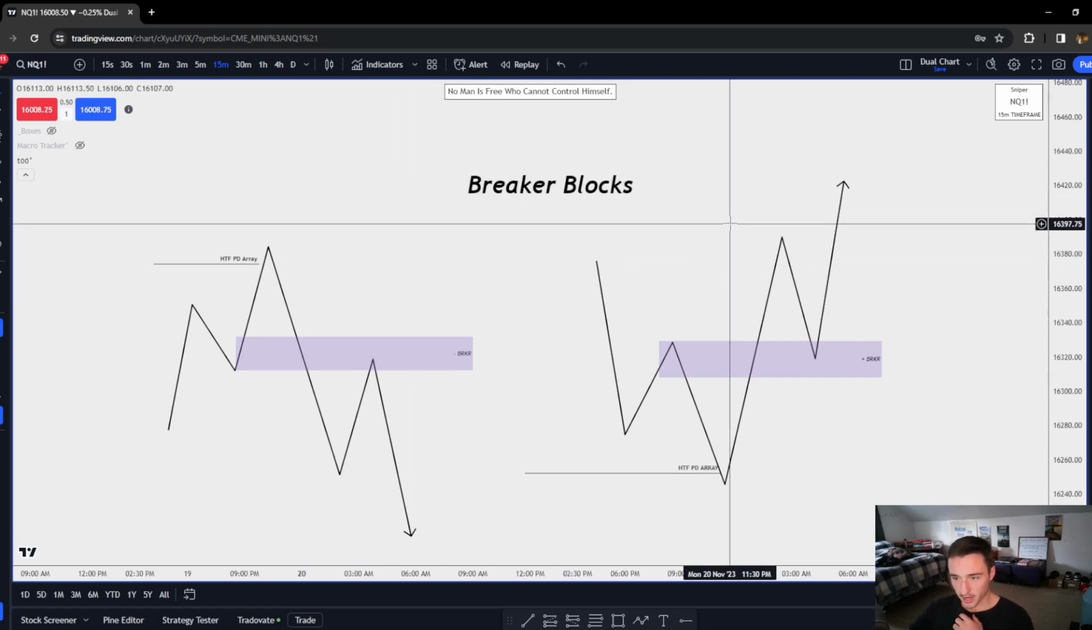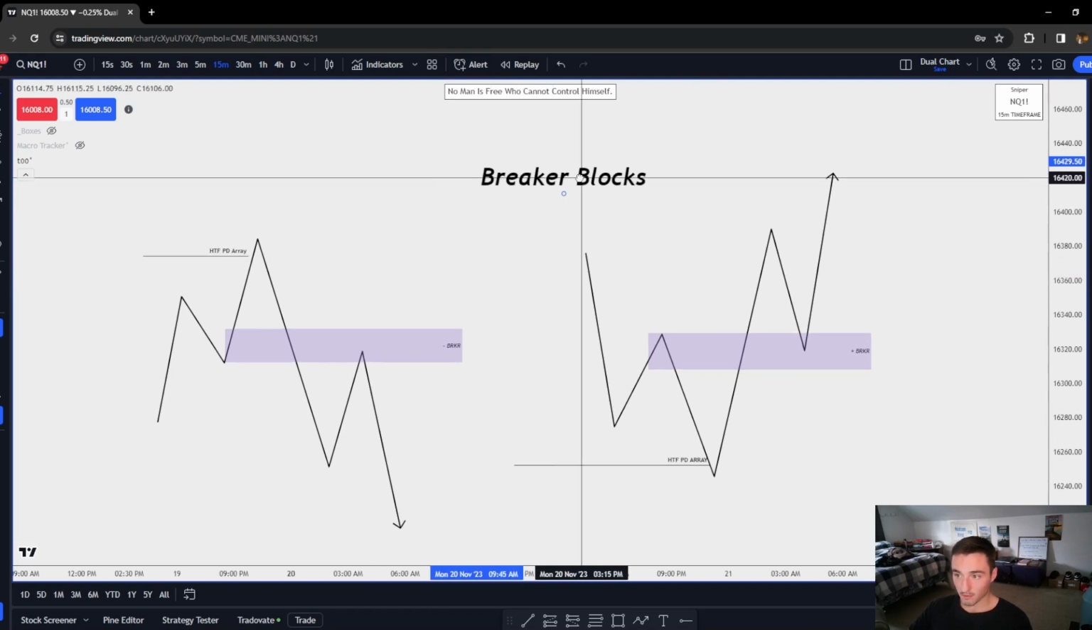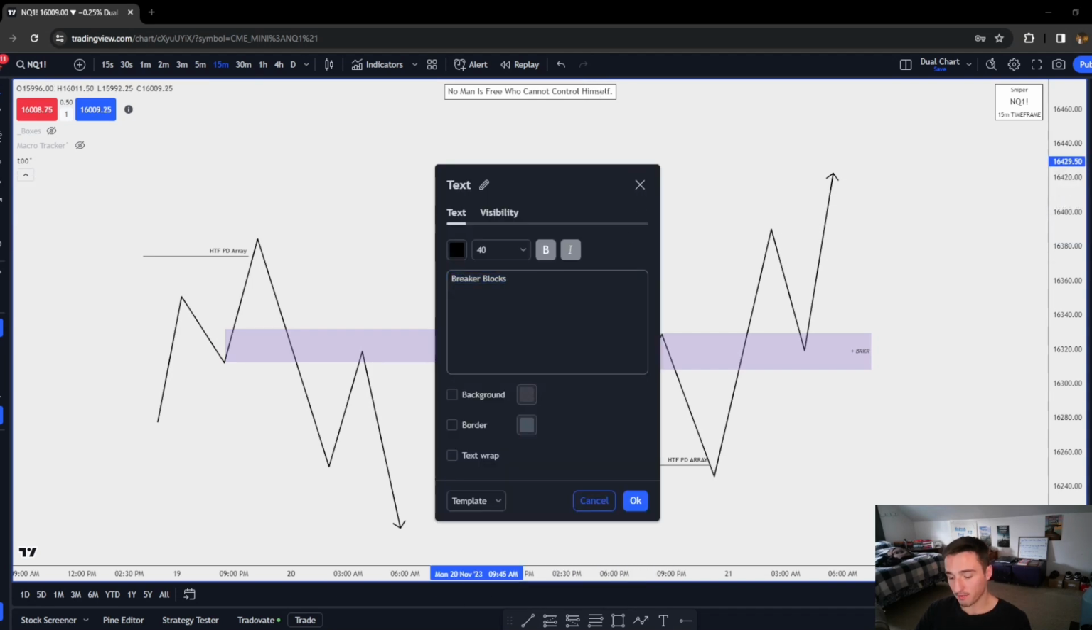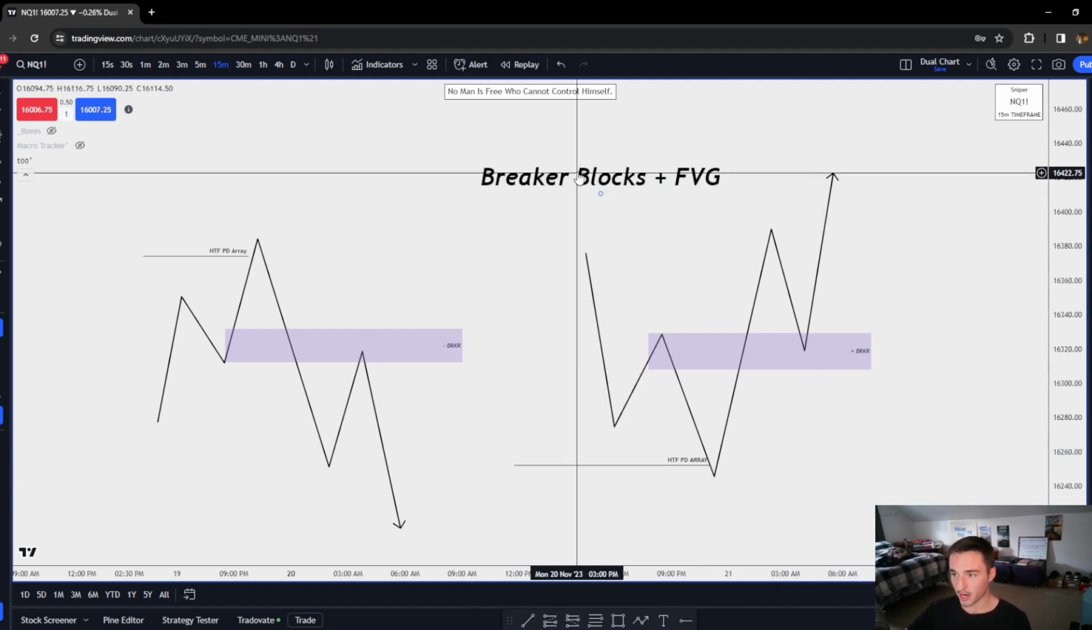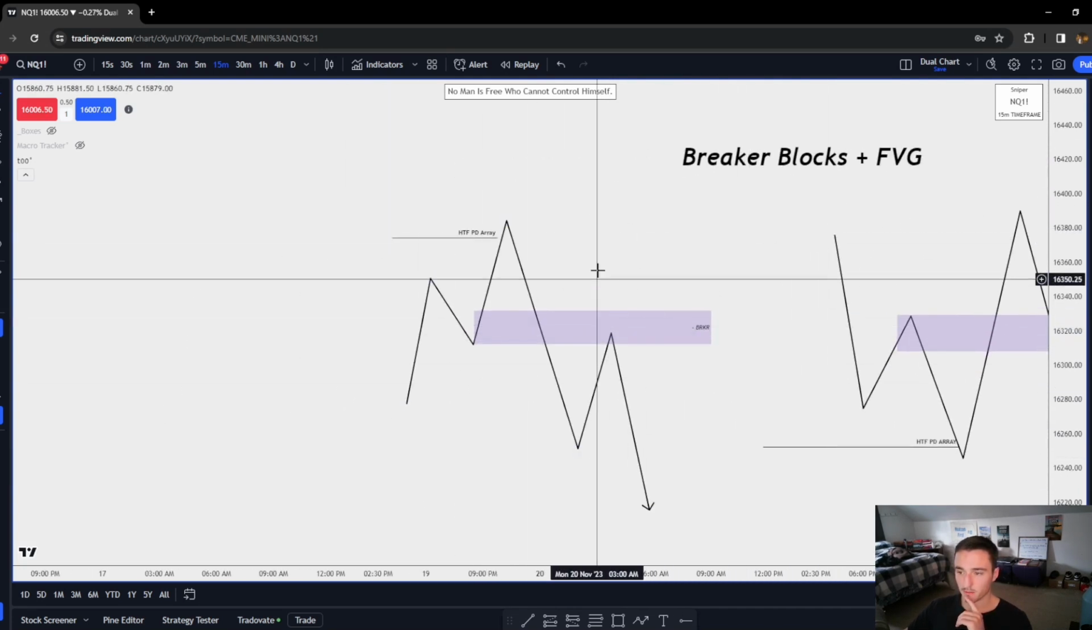So what are breaker blocks? Breaker blocks are one of the best algorithmic patterns to trade. I love trading breaker blocks, and what makes a breaker block even better is if we have a fair value gap inside of the breaker with the breaker. So let's go over what a negative breaker is.